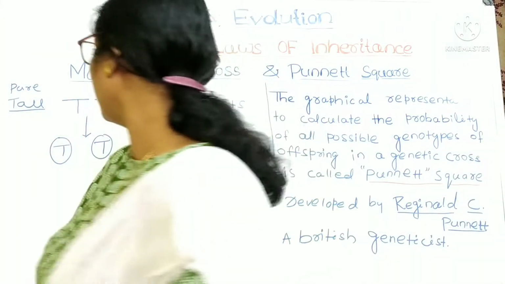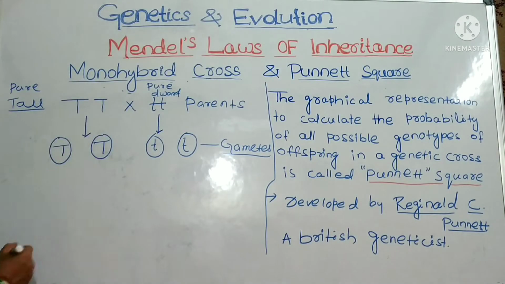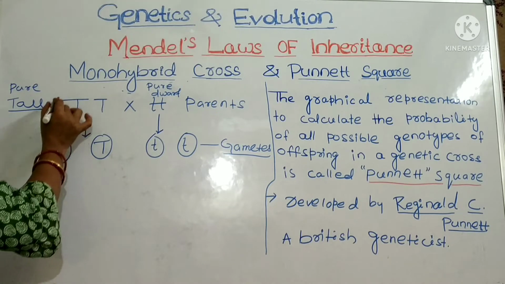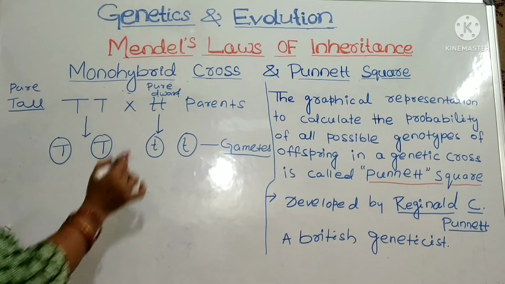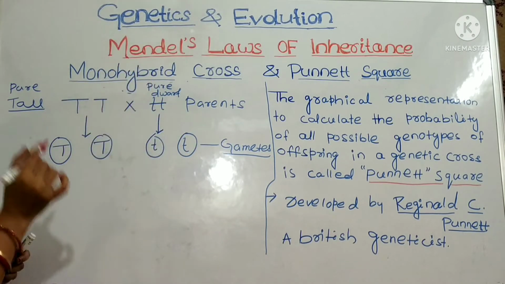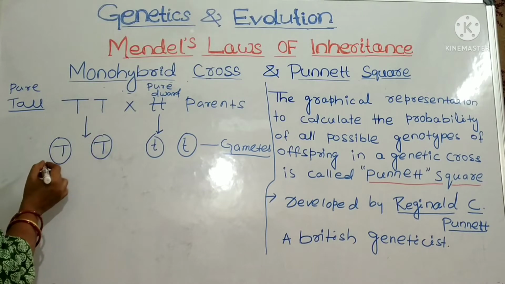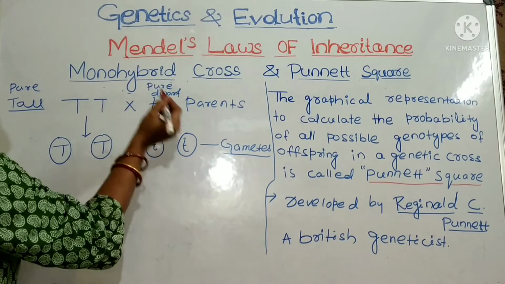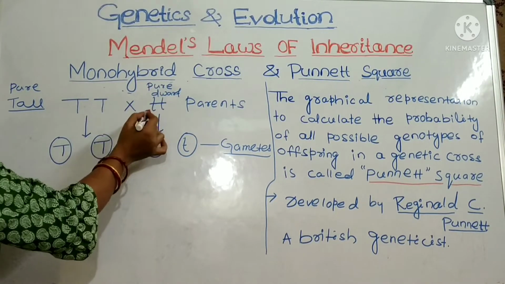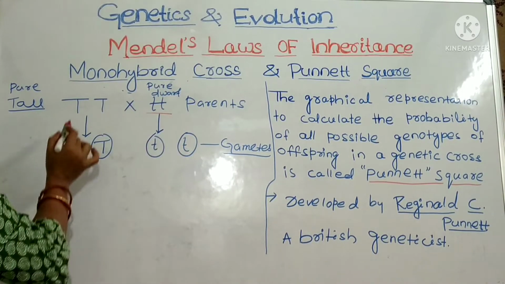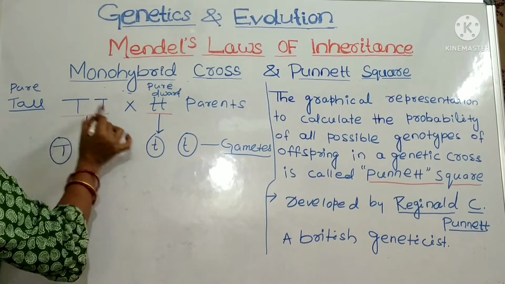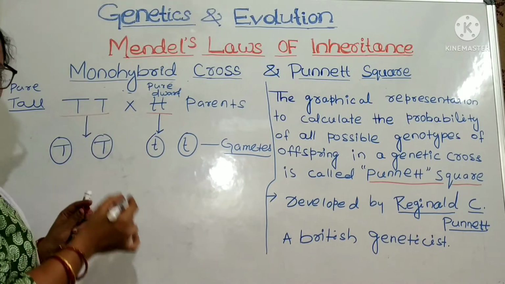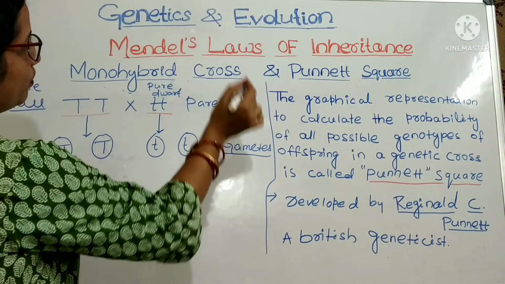Let's see the example. Suppose this is a pure tall plant, the genotype of the pure tall plant, and this is a pure dwarf plant, and they produce the gametes capital T from the dominant parent and small t from the recessive parent. Let's express it in a Punnett square.